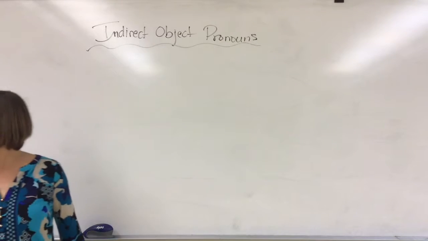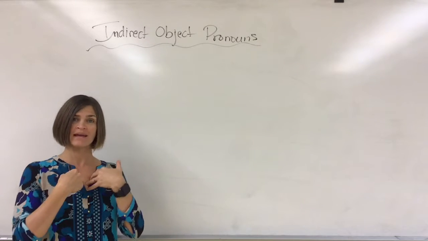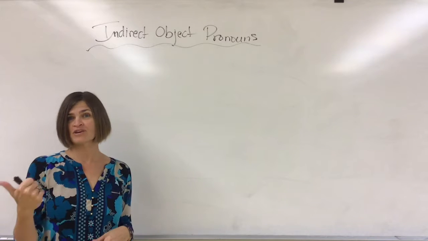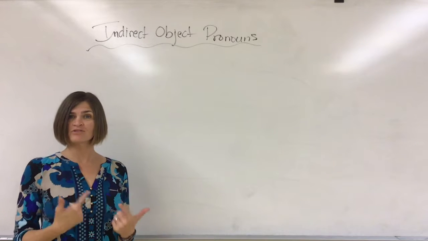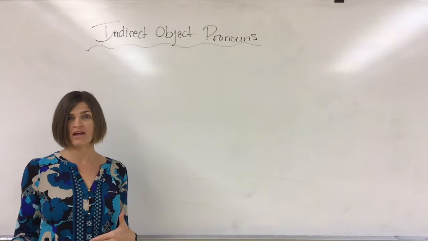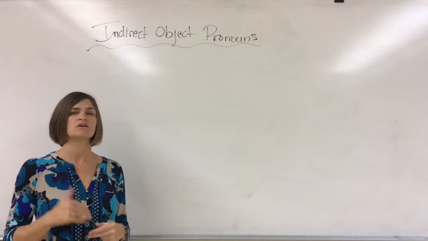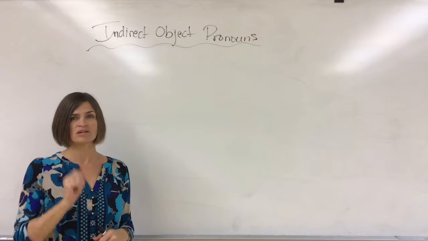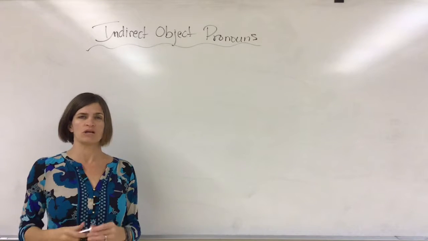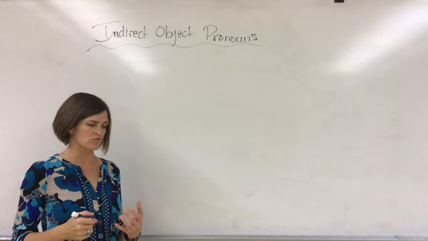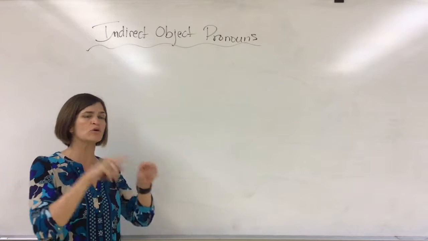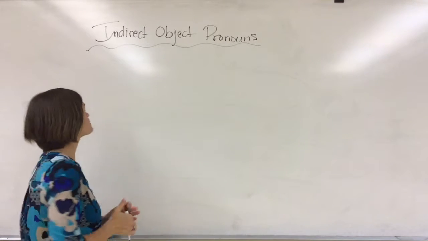When we use the verb gustar, we had to put either me, te, for he or she it was le, for nosotros it was nos, and for ellos it was les, to say that this thing is pleasing to me, to you, to her, or to him. Those were the indirect object pronouns. These are pronouns for when an action is to or for a person.